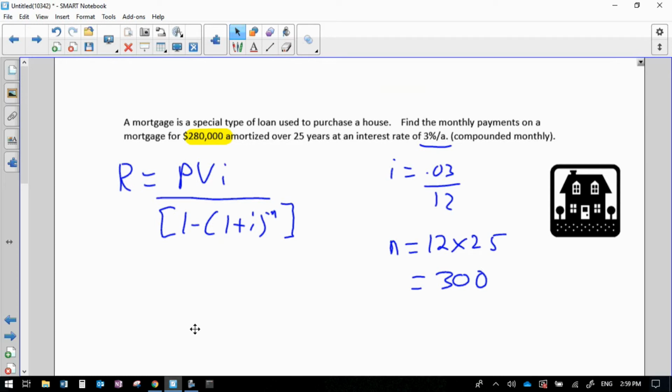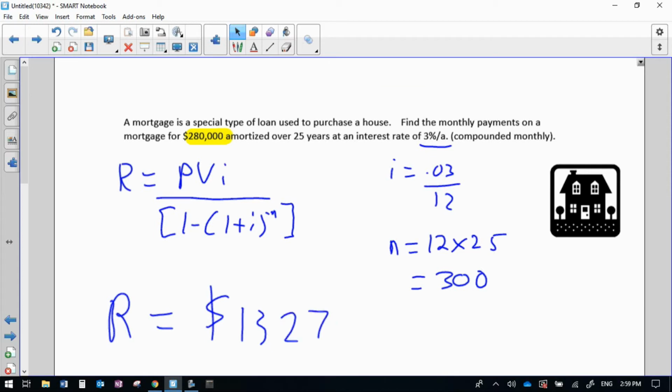If you use the formula, you should get the exact same thing. So that's how much you would pay every month for 25 years in order to pay off a $280,000 mortgage.